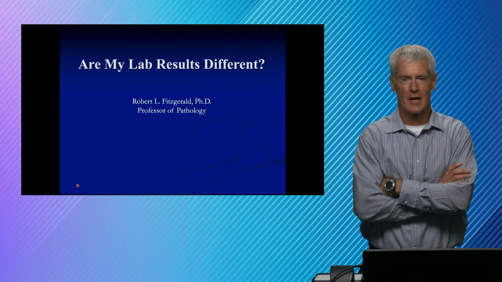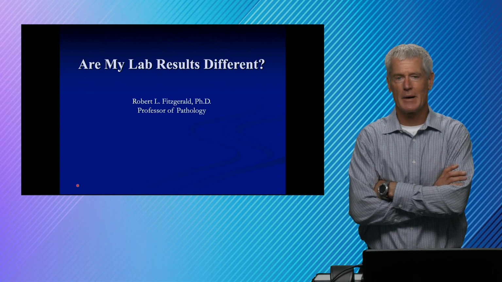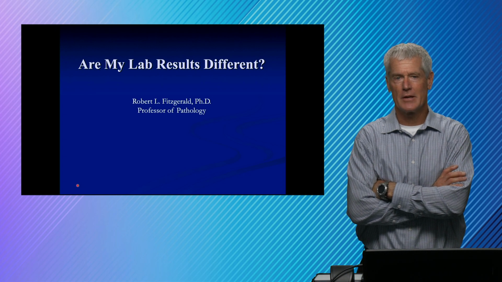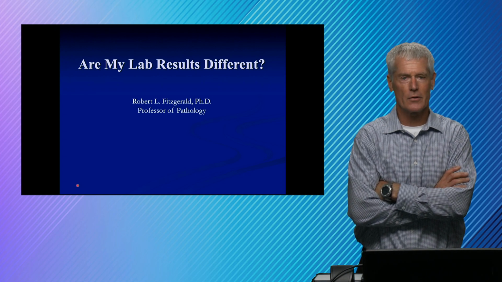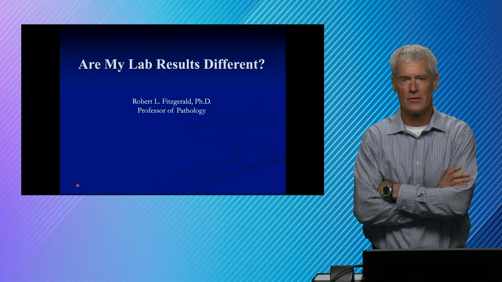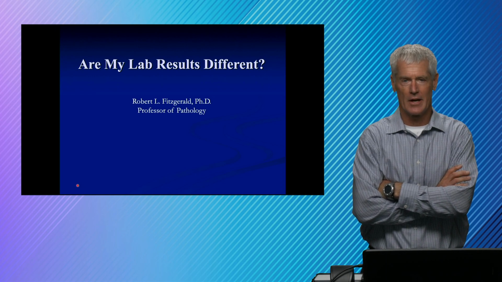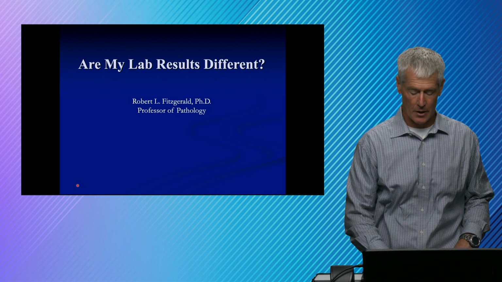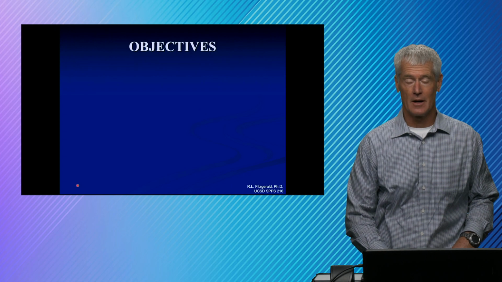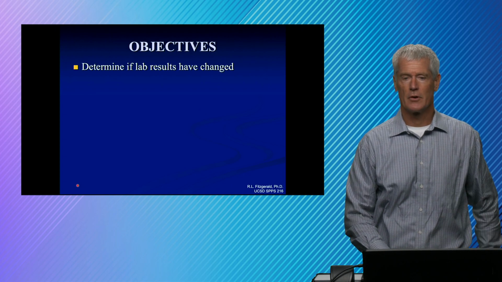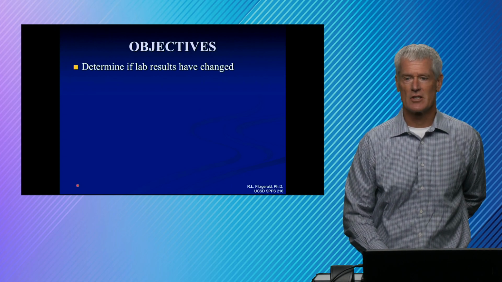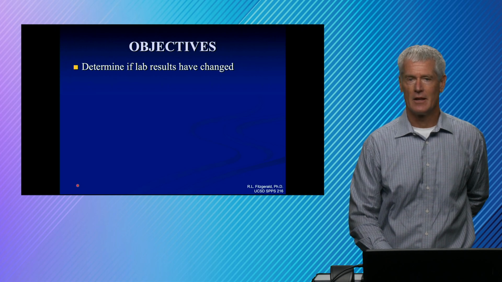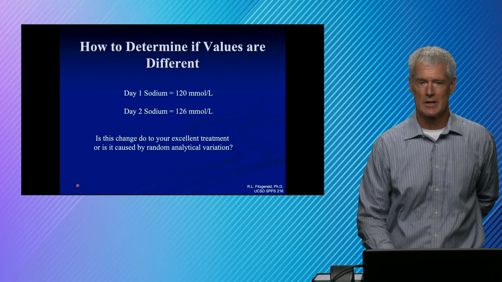I'm Rob Fitzgerald, and for the next 5 minutes or so we're going to talk about determining if your patient's results are getting better or getting worse, or if the variation is actually just due to analytical variation in the laboratory results. So are my patient values getting better? Have they changed, or is that just a statistical variation in the imprecision of the laboratory test?